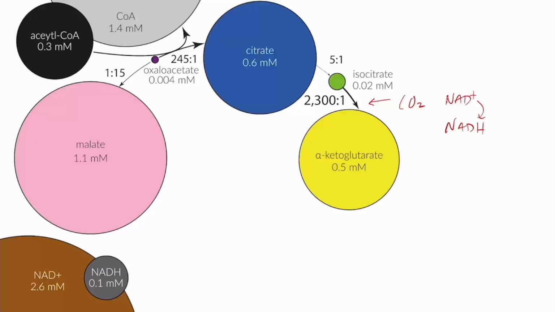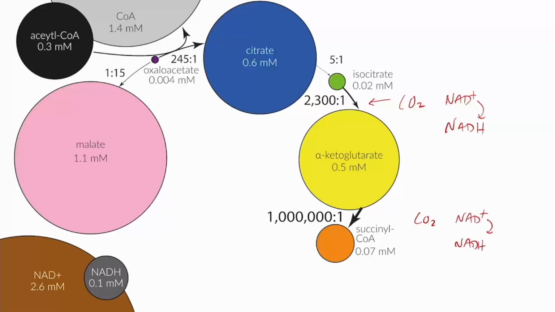The next step in the reaction is alpha-ketoglutarate going to succinyl-CoA. That one is 1,000,000 to 1 favorable. This one also kicks off a carbon dioxide and does an NAD plus to NADH. So those are two very favorable reactions. The remainder of the reactions are about 1 to 1. They actually don't have a strong preference.